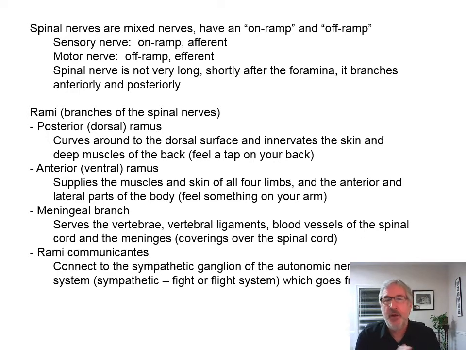These rami are called branches of the spinal nerves. There's a posterior or dorsal ramus, so it goes to your back, and it innervates the skin and deep muscles of the back. The anterior or ventral ramus supplies the muscle and skin of all 4 limbs and the anterior and lateral parts of your body. So if you feel something in your arm, that would be the anterior or ventral ramus of the spinal nerve.